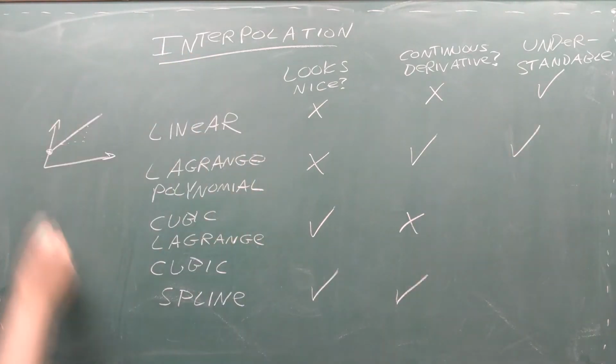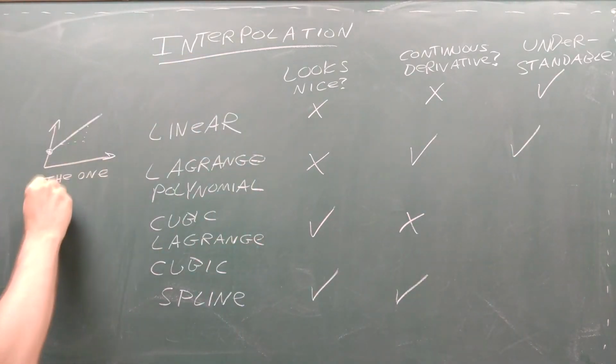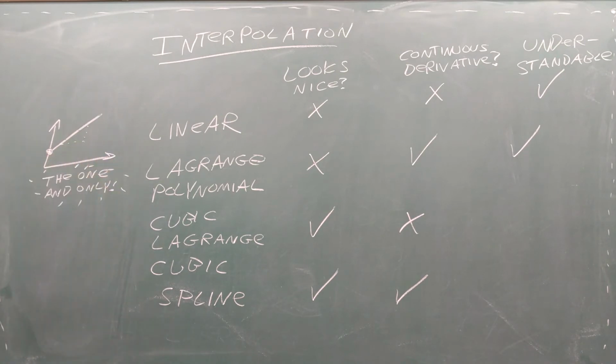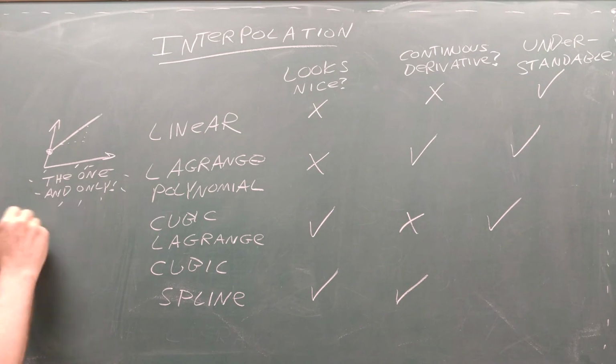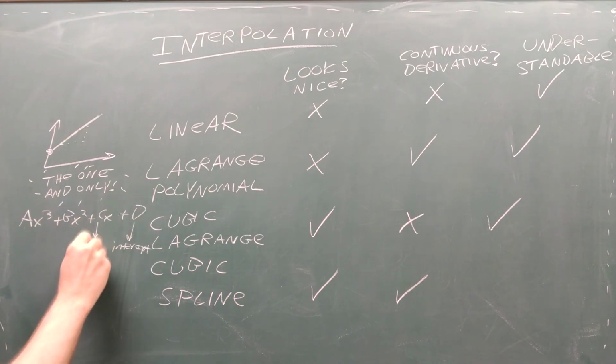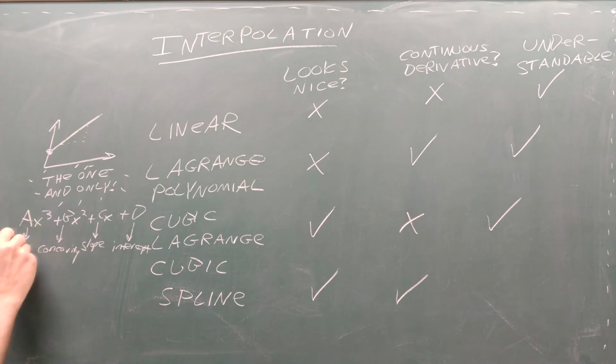The Lagrange polynomial involves many coefficients, but at least we can say that it's the one and only polynomial that passes through all our data points. Cubic Lagrange interpolation involves fewer coefficients at the local level, and you can understand those as the initial value, the slope, the concavity, and whatever the thing multiplying x cubed is supposed to mean.